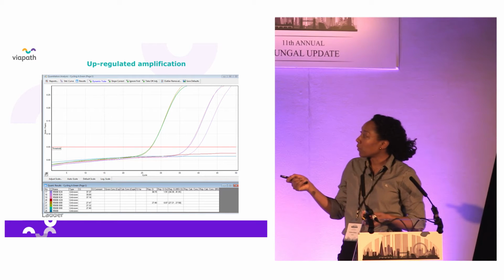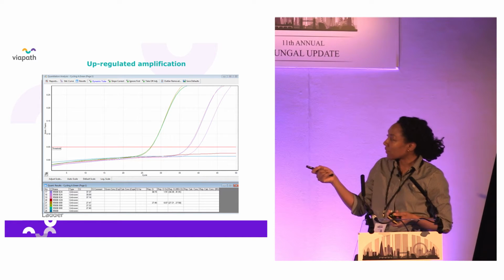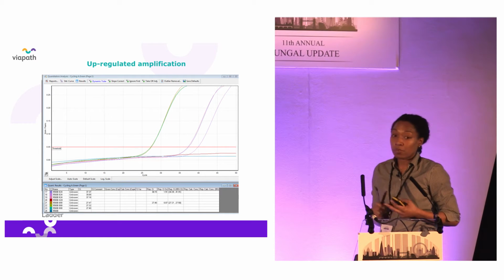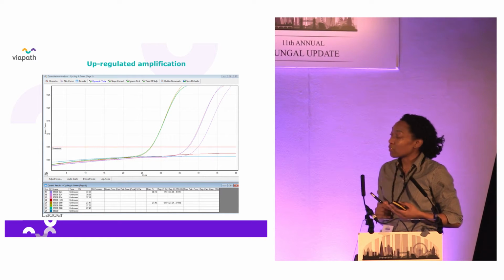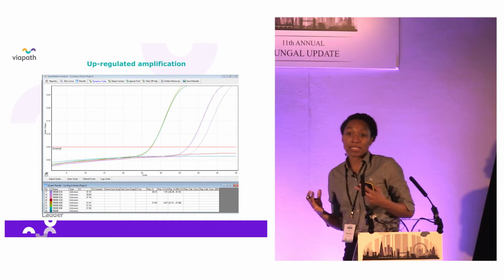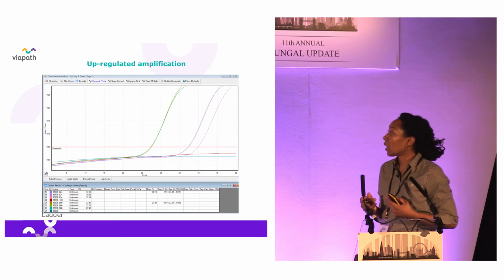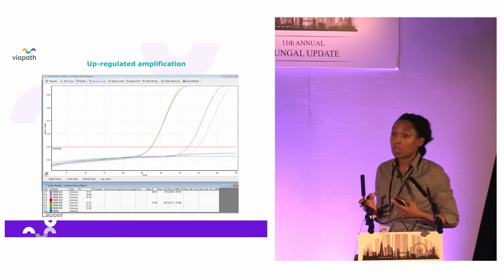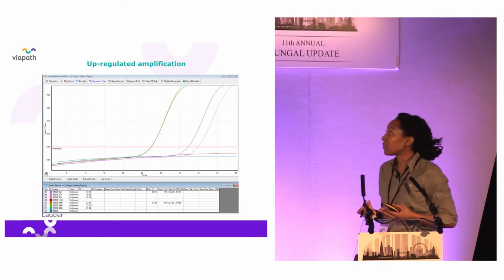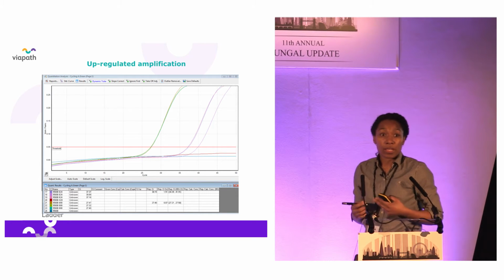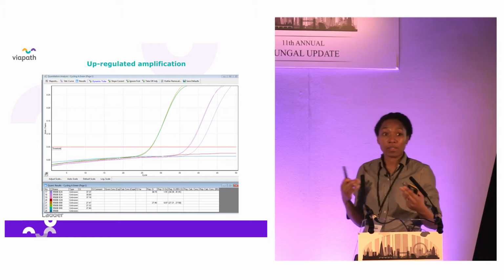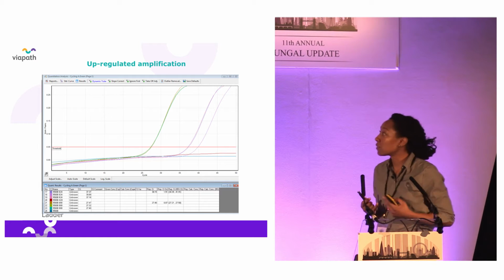The 80-hour sample was present at 27 CTs, and the 24-hour sample was present at 38 CTs. That's more than a 10 CT difference between the two time points, which is a 3 log difference. That's a significant difference, and very useful for us being able to differentiate between the RNA present in those time points.